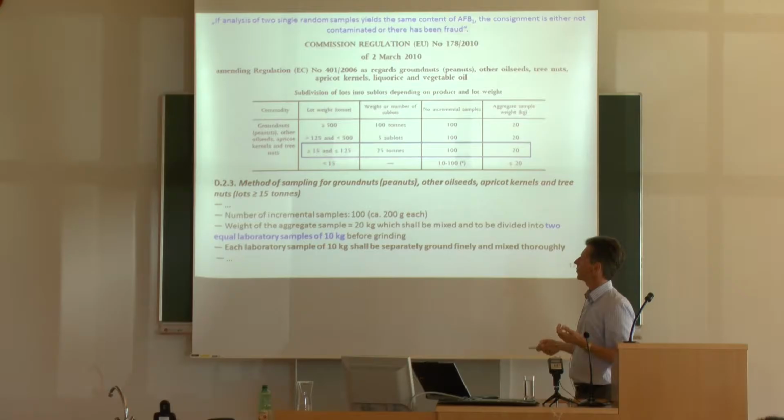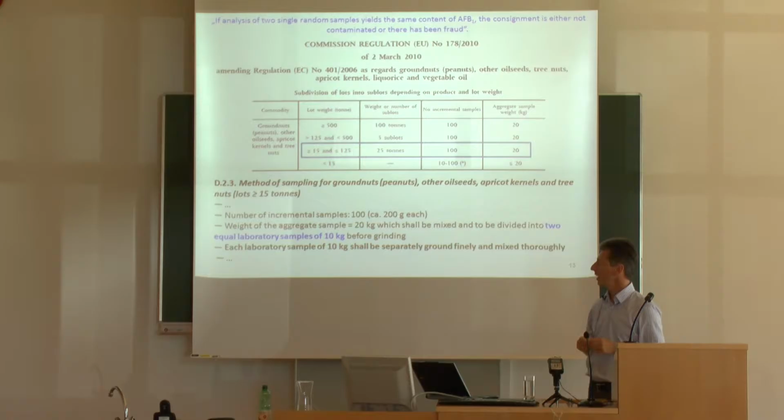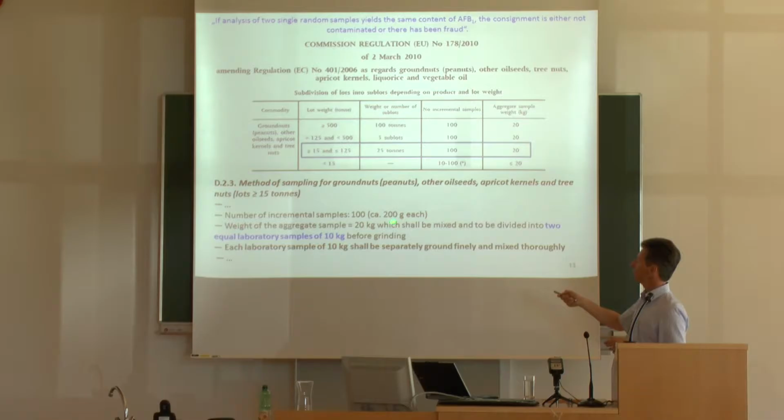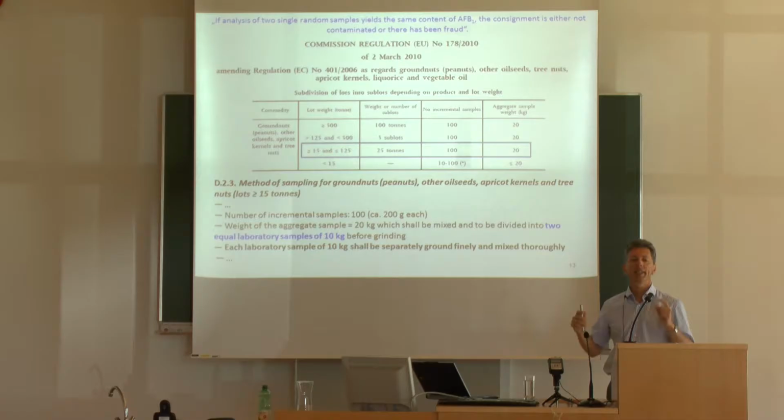So you've seen with Biselli's case, that was for grains. And the incremental samples were, in this case, 200 gram, 100 times each. So the weight of the aggregate sample, the accumulated incremental samples, was 20 kilograms, which shall be mixed and divided into two equal laboratory samples of 10 kilograms before grinding, because grinding and homogenization is so important, as I've mentioned before. Each lab sample of 10 kilograms shall be separately ground finely and mixed thoroughly.